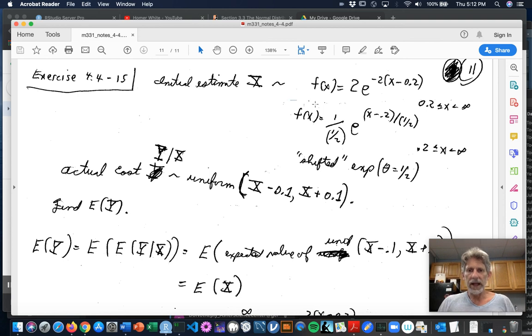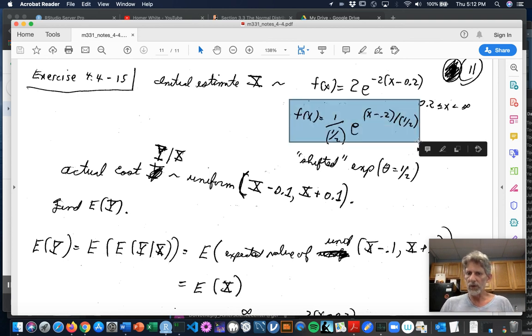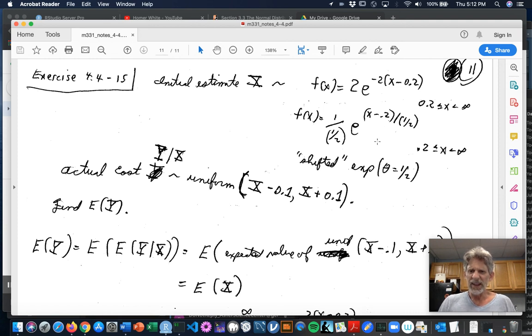I can rewrite that. I can write the 2's as 1/1/2's. And then when I stare at it, it looks like a shifted exponential random variable. It looks like the theta is a half, but instead of going from 0 to infinity, the possible values for x are from 0.2 to infinity. So it's really like take an exponential random variable with theta equals a half and add 0.2 onto it. That's really what this random variable x is like. It's 0.2 plus an exponential theta equals a half.